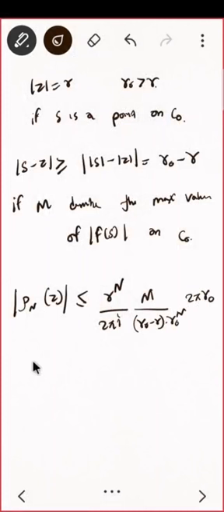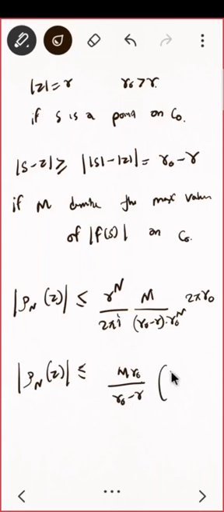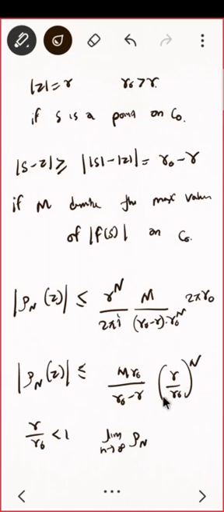So what is that? Mod of rho n of z is less than or equal to M r naught upon r naught minus r, times r upon r naught raised to n. And do you see something? Yes, if you take the limit n tending to infinity, then clearly this r by r naught is definitely less than 1, so it goes to 0. This is actually a standard sequence, b raised to n, so you can say rho n of z goes to 0, correct?